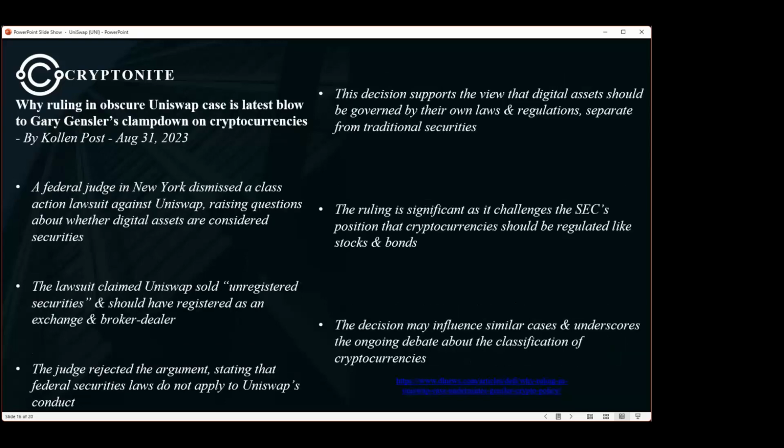There was also another blow to Gary Gensler and the SEC when a federal judge in New York dismissed a class action lawsuit against Uniswap. There had been questions raised about whether its digital assets are considered securities or not. The judge rejected the argument, stating that the federal securities laws do not apply to Uniswap's conduct because it is decentralized. So that's yet another decision against the SEC and its attacks on cryptocurrencies, which is good for cryptocurrencies, obviously.